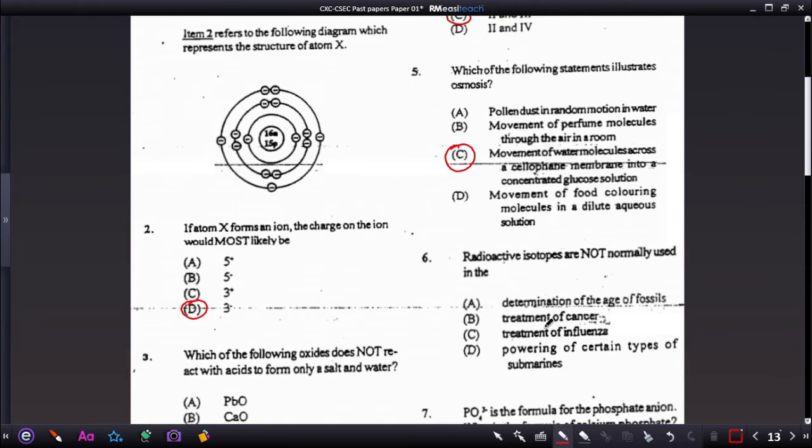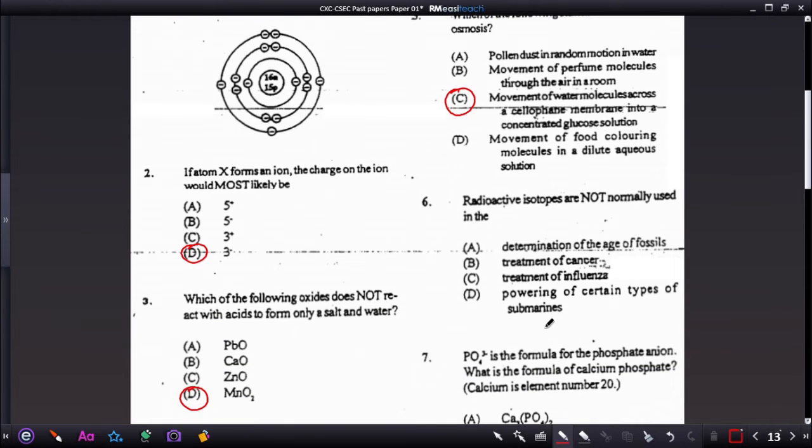Question 6. Radioactive isotopes are not normally used in A. Determination of the age of fossils. B. Treatment of cancer. C. Treatment of influenza. I've never heard of that. Or D. Powering of certain types of submarine. So the answer is C.